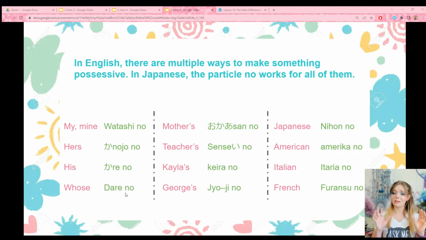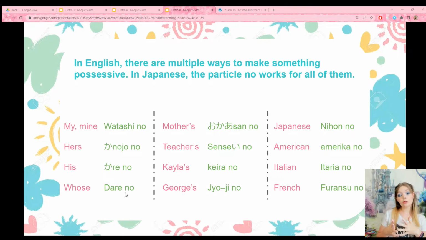In English, there are lots of different ways to make something possessive, and every single one of them has different grammar rules. Sometimes we even go as far as to alter the spelling of something, right, in order to make it into a possessive adjective. But in Japanese, we don't have to do that. All we have to do is use no. No does everything. Whether it's a possessive pronoun, an adjective, or an apostrophe s, all we have to do is add no.